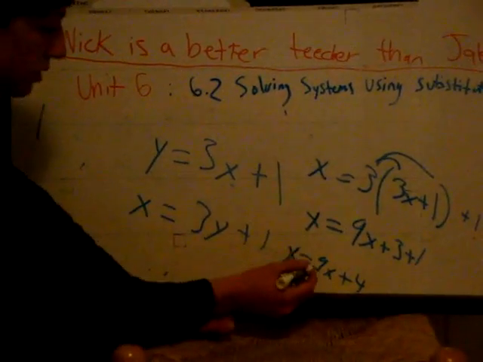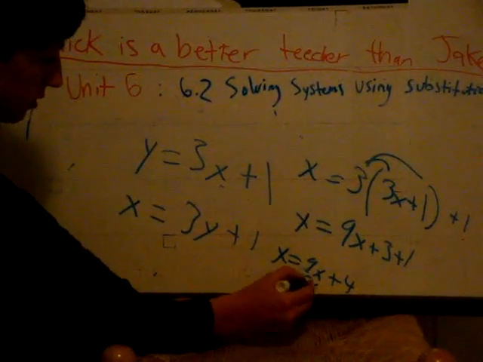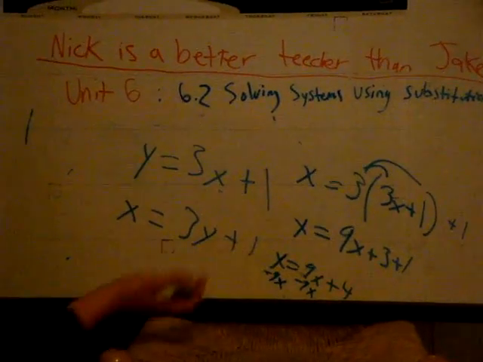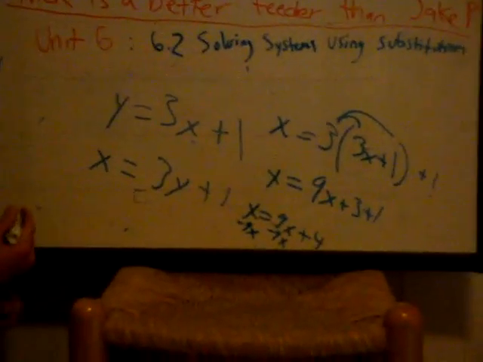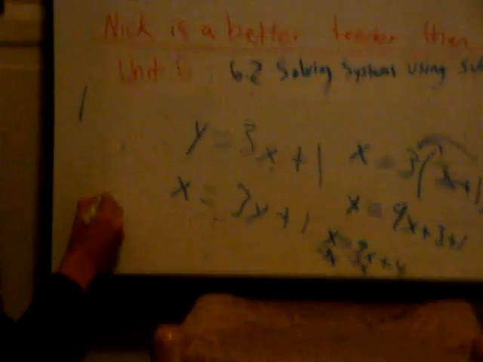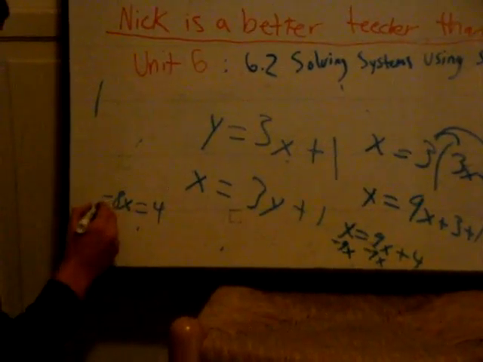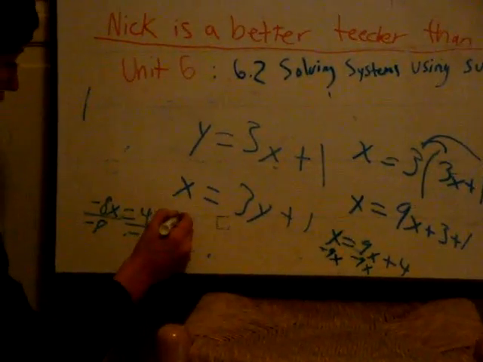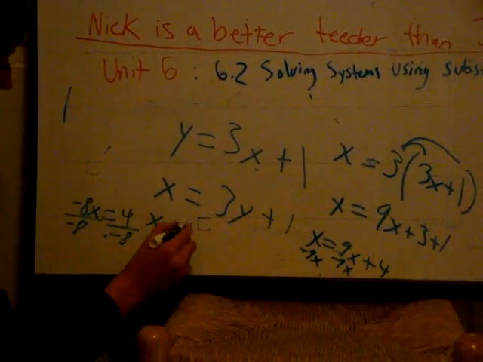And then what we're going to do is get all the x's on one side, so subtract 9x, subtract 9x, because what you do to one side, you have to do to the other. So please direct your attention over here, which would give us negative 8x equals 4. Then we've got to get x by itself, so we'll divide by negative 8, divided by negative 8. And that would eventually give us x equals negative 1/2.